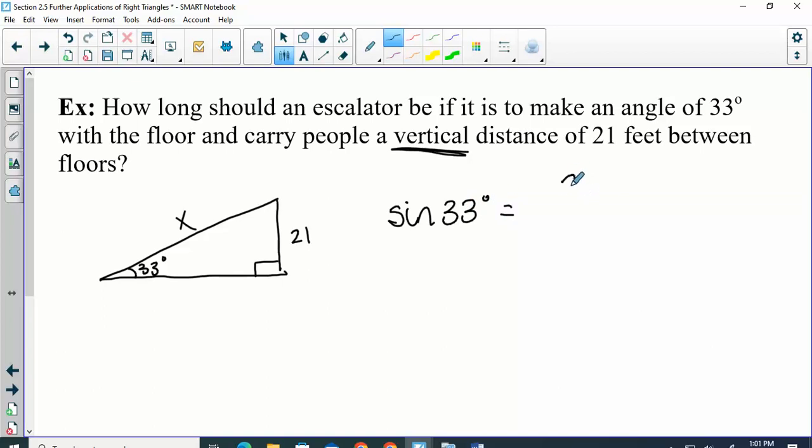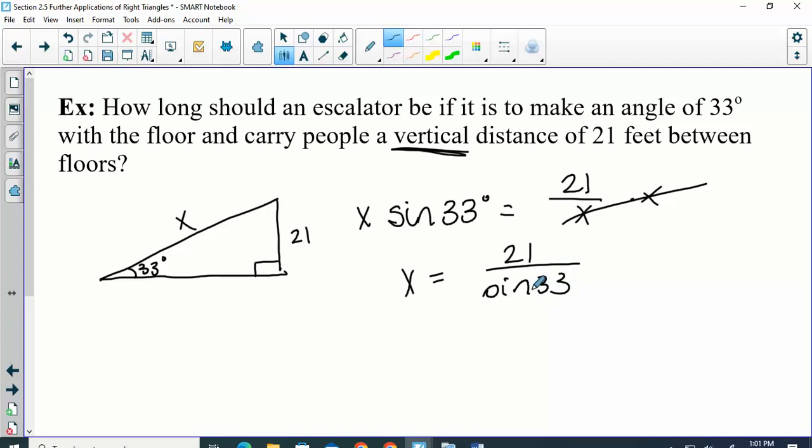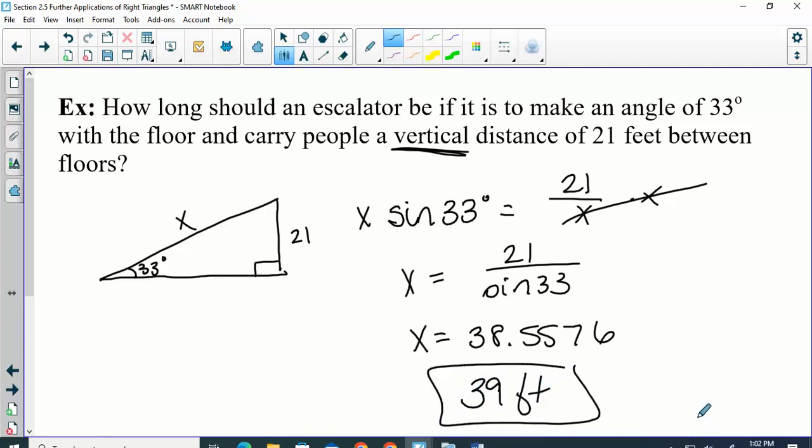So opposite side is 21 over hypotenuse, which is x. So you'll have to multiply over the x, and then what do we have to do? Divide by sine. So we get 38.5576. So significant digits, it would be 39. 39 feet.